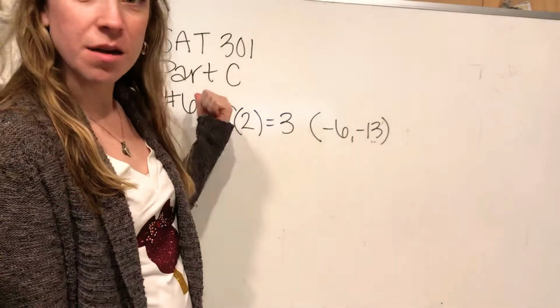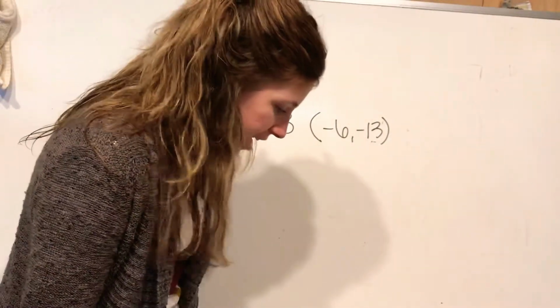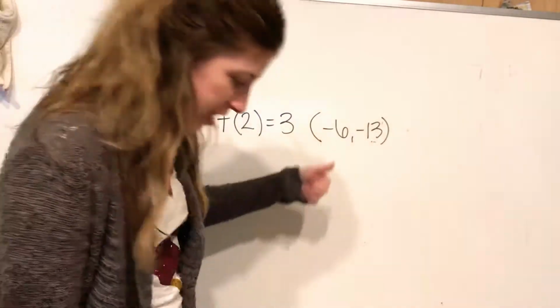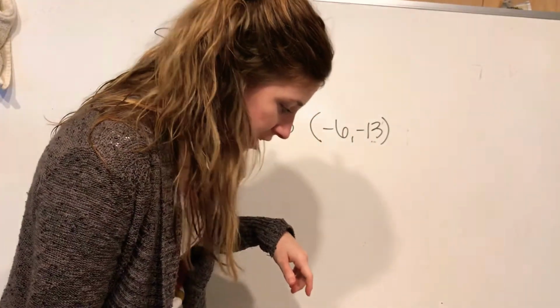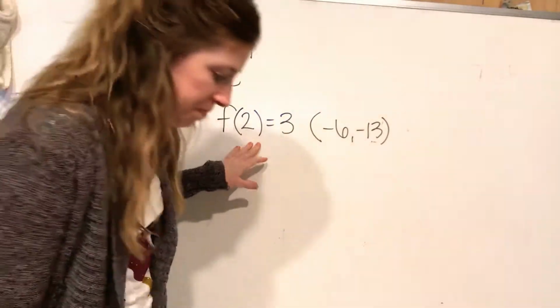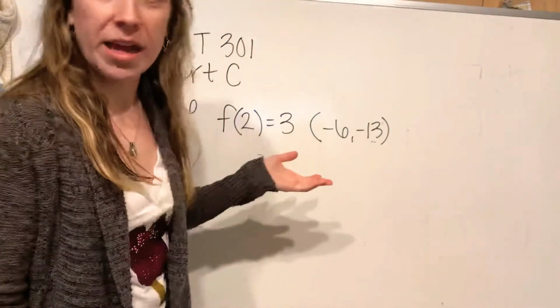Part C, number 6. It said in the XY plane, the point -6, -13 lies on the graph of the linear function, and f of 2 is equal to 3. And ultimately, we want to know the y-intercept.